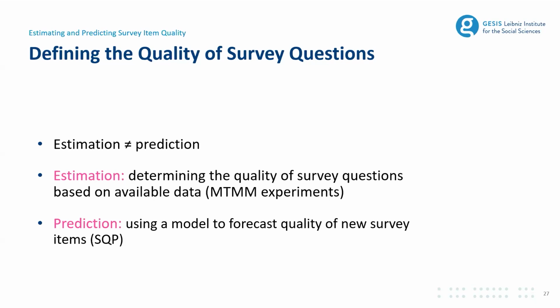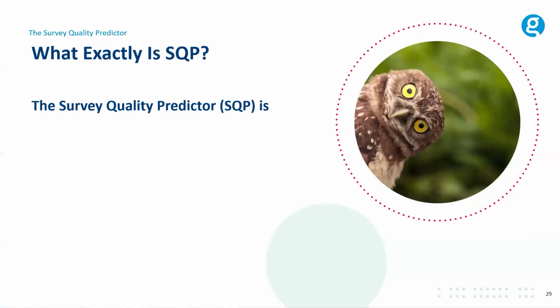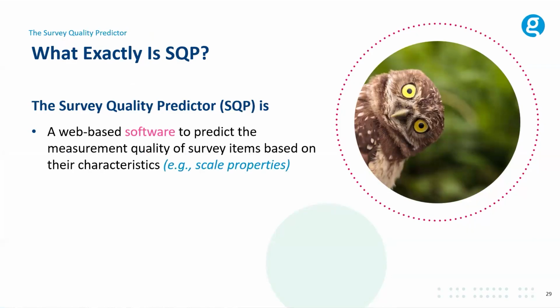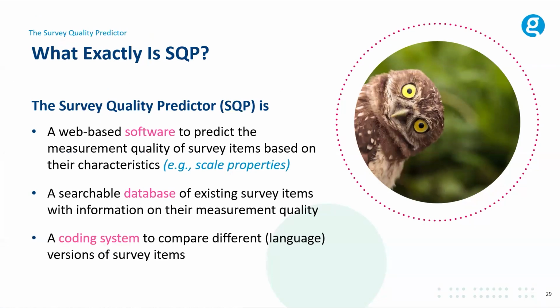Okay, so now we have talked about estimation and prediction. Let's dive into what the survey quality predictor actually is, because this is why you came today. The survey quality predictor is basically web-based software that you can use to predict the measurement quality of survey items based on their formal and linguistic characteristics. It is also a searchable database of existing survey items with information on their measurement quality, and it is also a coding system that you can use to compare different, for example, language versions of survey items. I will explain all these three in more detail in a moment.